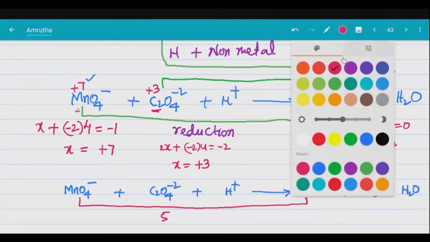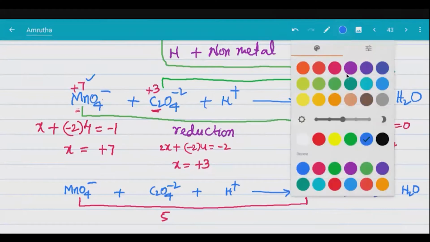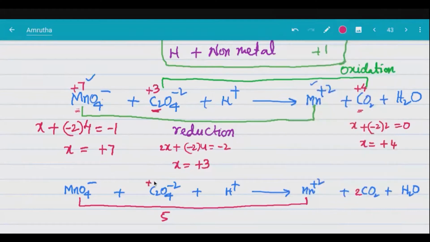Now look at the change. There are 2 carbons, so on each carbon +3, and each carbon +4 here. So look at the total electrons. Total charge is +6 here, total charge is +8. So how do we get the number of electrons here? 2 into +4 minus 2 into +3.